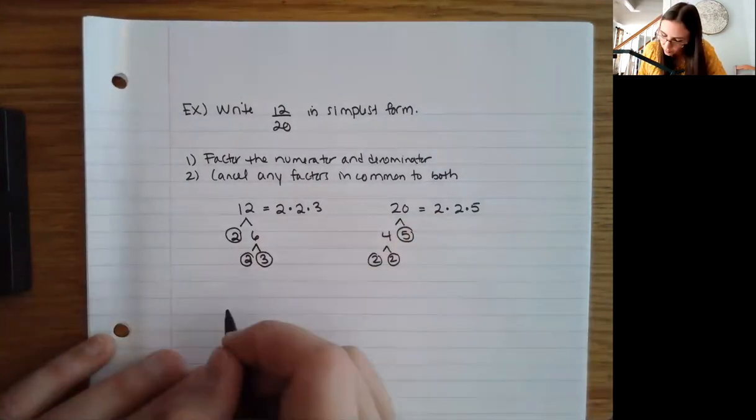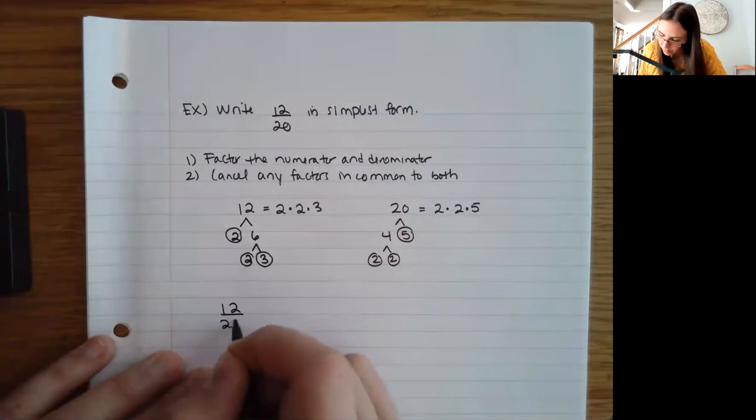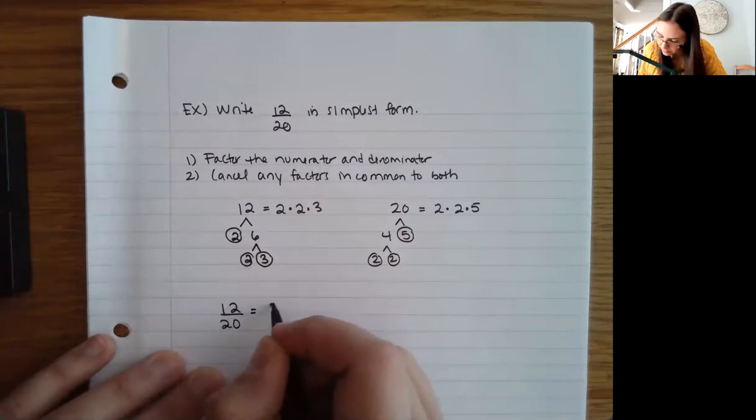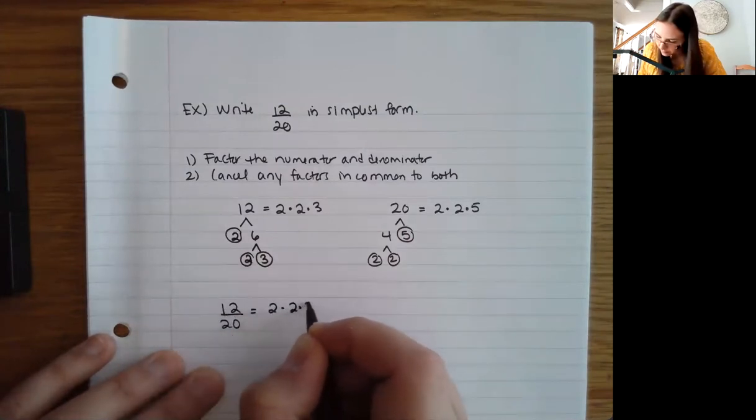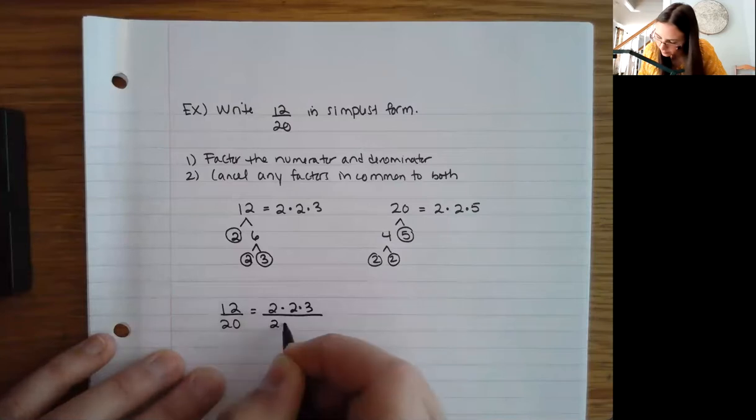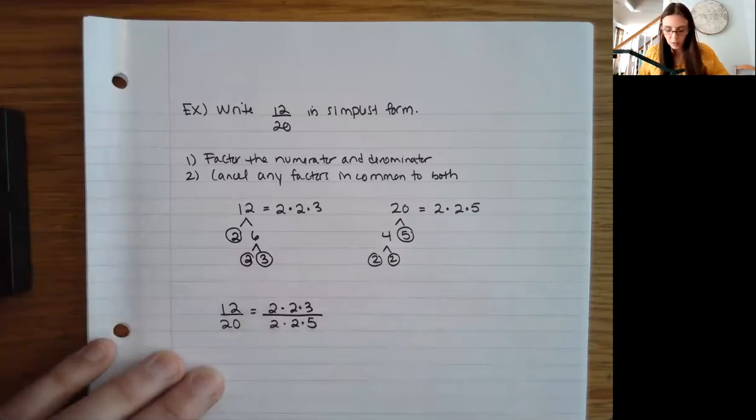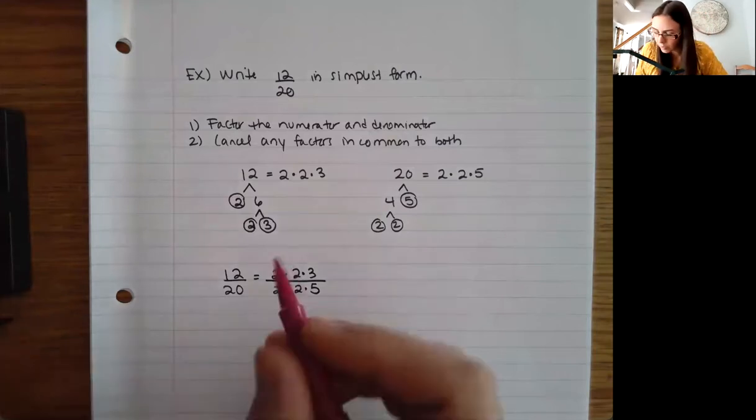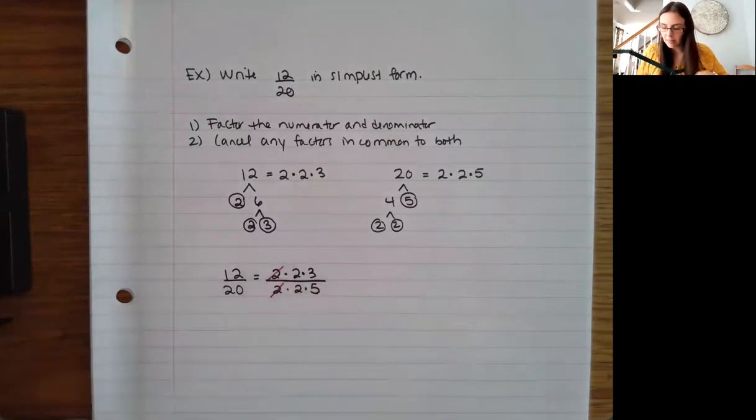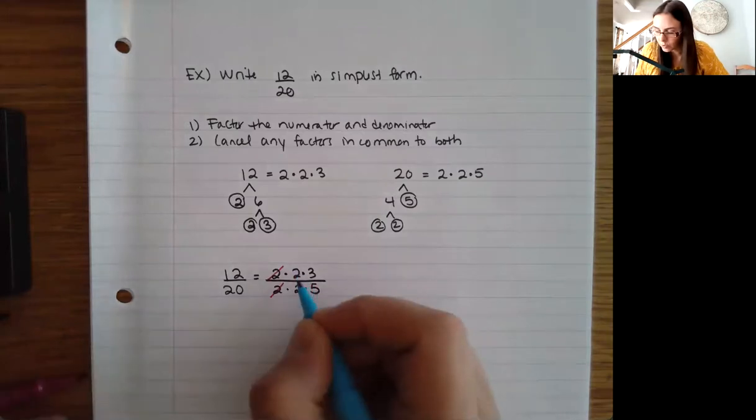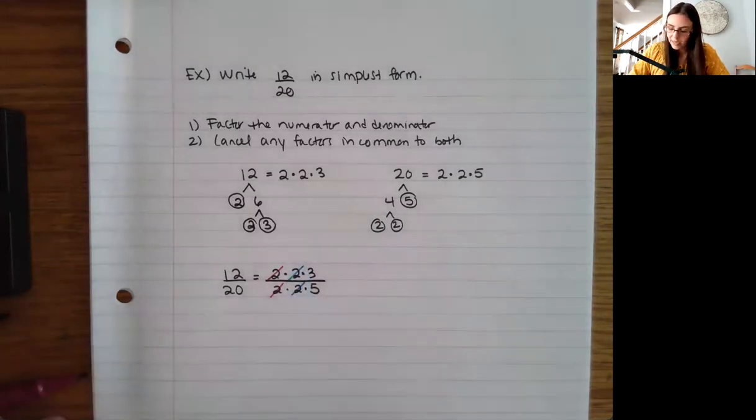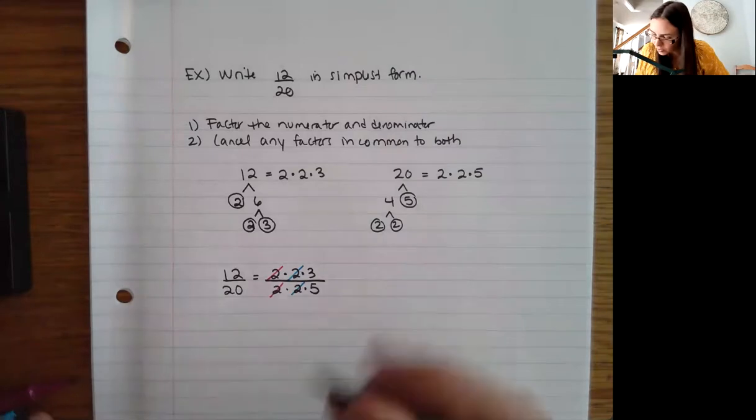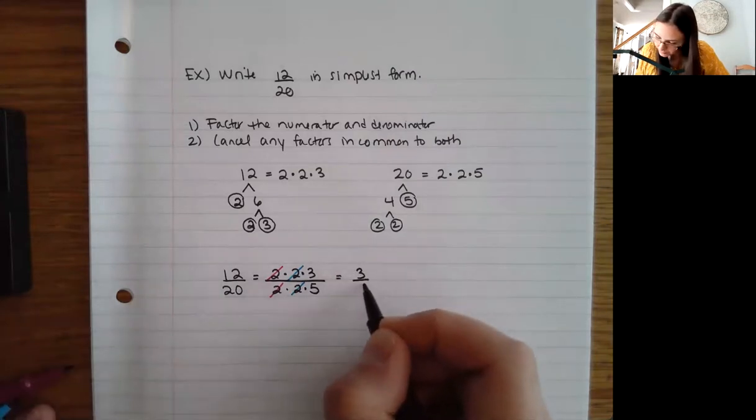So I'm going to take that 12 over 20, and I'm going to rewrite it as my factors. And then what we do is we cancel factors in common, and it has to be a 1-to-1 ratio. So if it's something in the numerator and something in the denominator, we cancel them 1-to-1. So I have 1, 2 here and 1, 2 here. And then this is a different cancelization, 1, 2 here, 1, 2 here. So I get the final answer of just 3 over 5.